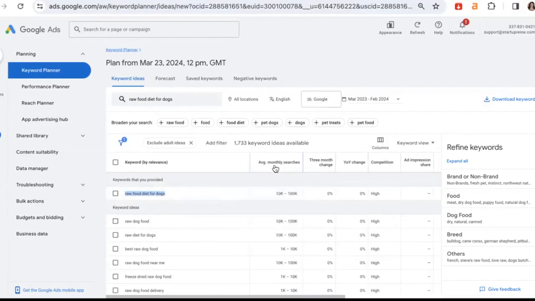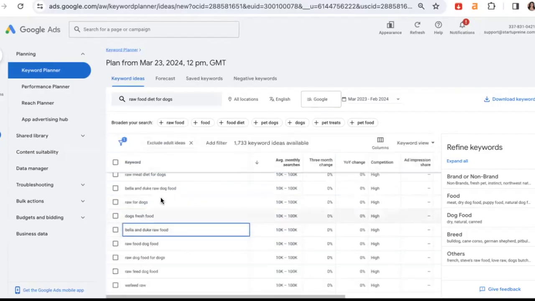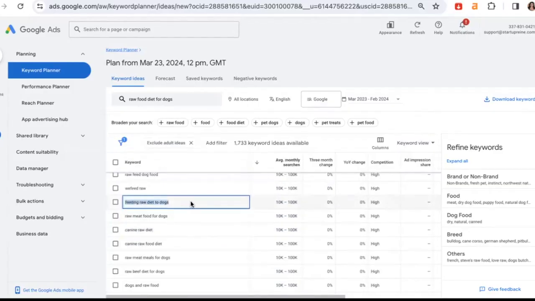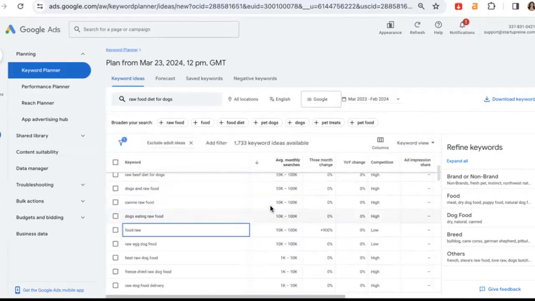And if you just sort by average monthly searches, if you just click there, then you can see that raw food diet for dogs is actually being searched the most, okay? Raw food diet, you can see other recommendations, raw dog food, raw diet for dogs. You can see other recommendations, raw dog food near me, raw feedings, Bella and Duke, raw food diet. So these are other recommendations, raw meat diet for dogs. That's even more specific if you wanted to write a book just around meat diets for dogs, right? So it's a raw food diet, but for meat dog lovers or whatever the case may be. Raw food dog food, raw food. So you can see there's a lot, feeding raw food to dogs. There's a lot of recommendations coming up, guys.